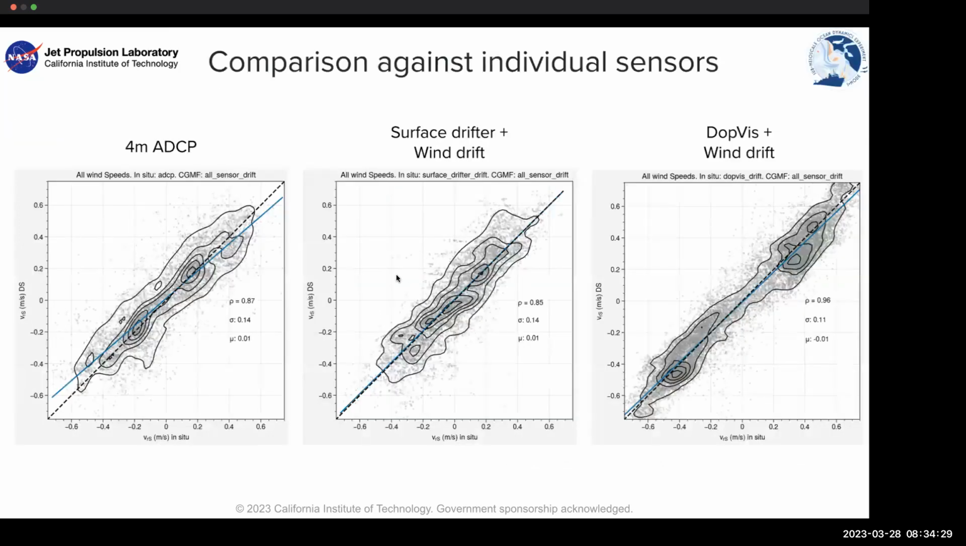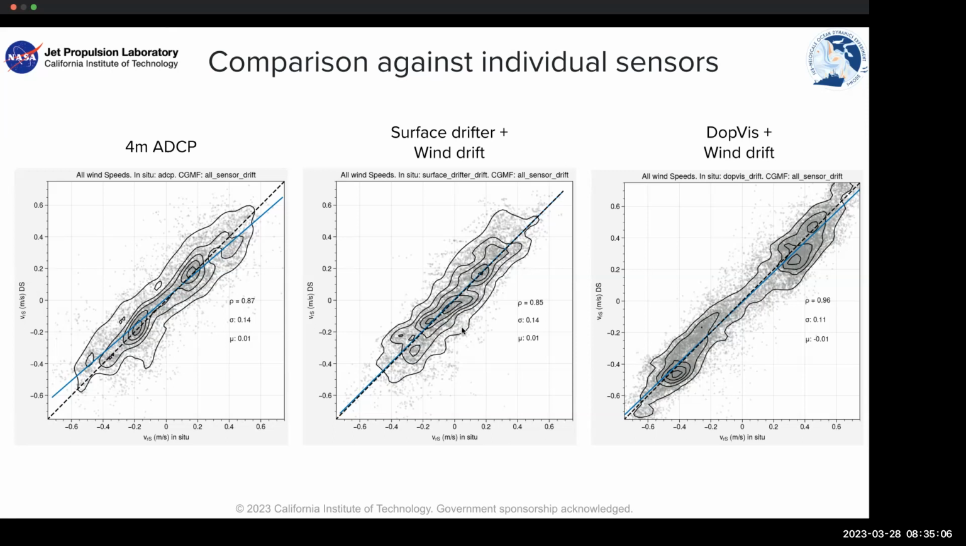You can separate this as a function of the different sensors. So this is versus the 4-meter ADCP, a correlation of about 0.87. The surface drifters plus the wind drift correction, correlation of about 0.85, and DOPVIS, a correlation of about 0.96, and better correlation. So DOPVIS is in some sense the closest thing to what we measure because it is reflecting the surface currents most closely than the other ones.